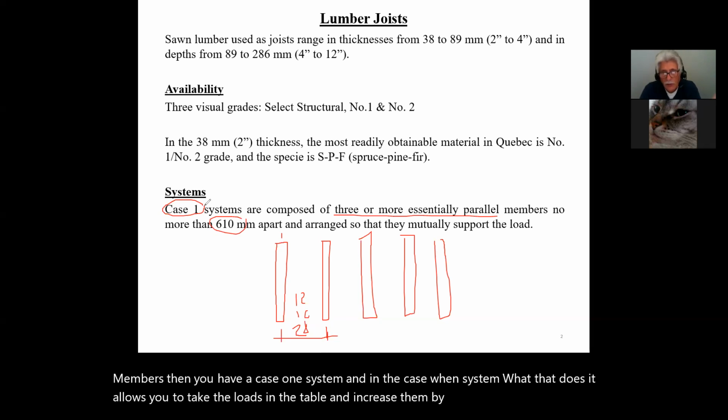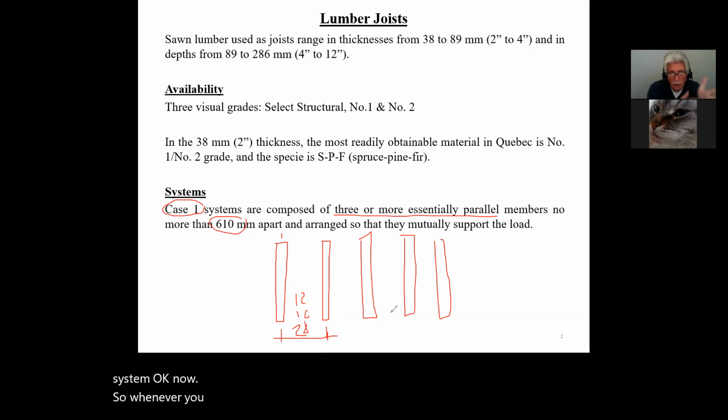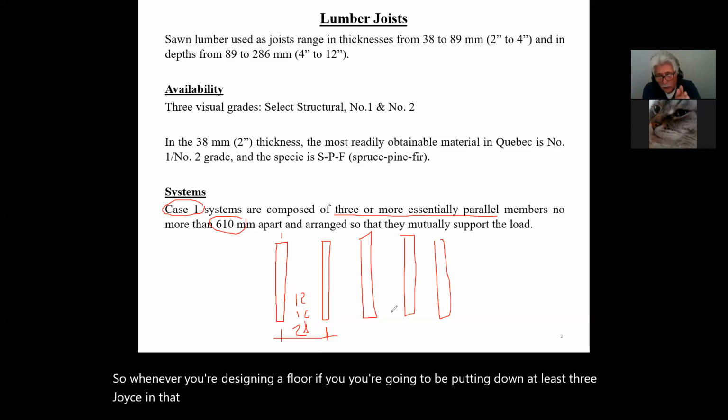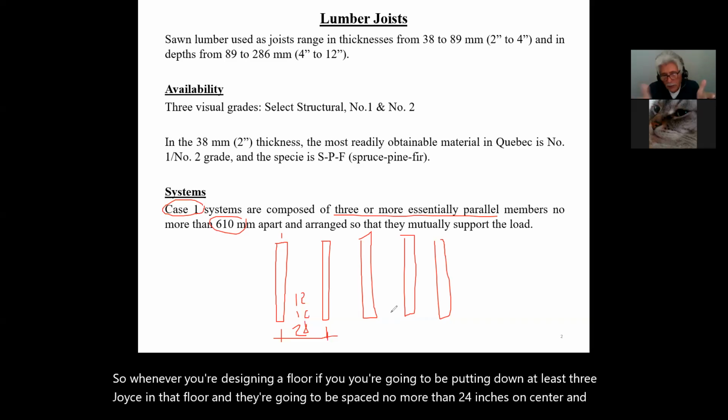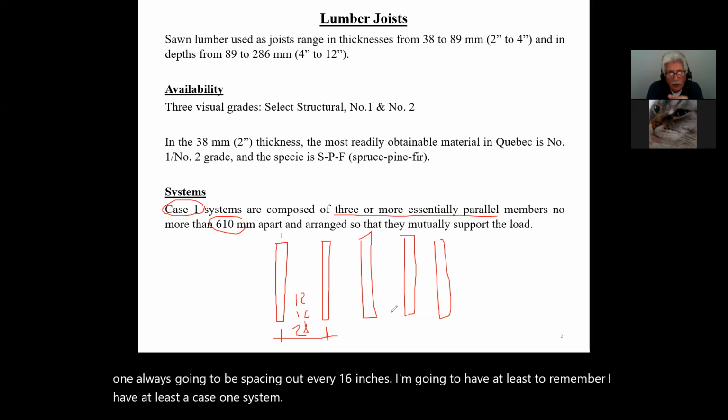That's a case 1 system, okay? So whenever you're designing a floor, if you know you're going to be putting down at least 3 joists in that floor, and they're going to be spaced no more than 24 inches on center, in other words, spacing about every 16 inches, I'm going to have at least 3 members. I have at least a case 1 system. That's the case 1 system.